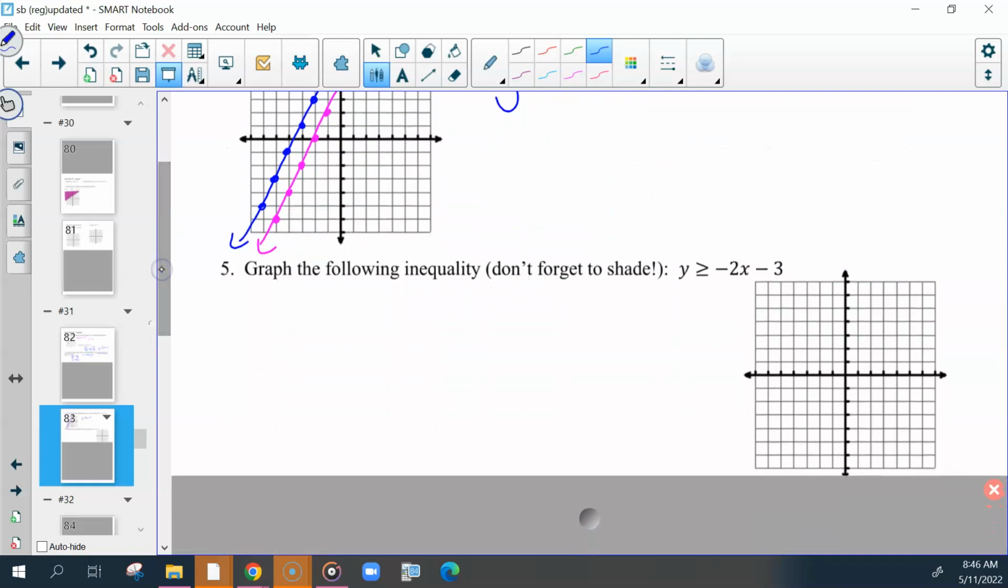Where do we start? -3 on the y. And then our slope is -2, so we can go up 2, left 1, as many times as possible, or down 2, right 1, as many times as possible. Would this be a dashed or a solid line? Solid. And would this be shaded above or below? Above. So at my y-intercept, I'm going to draw an arrow up and repeat everything over here.